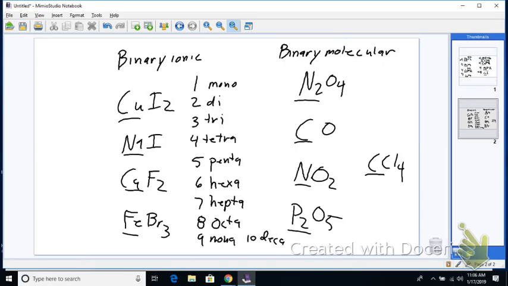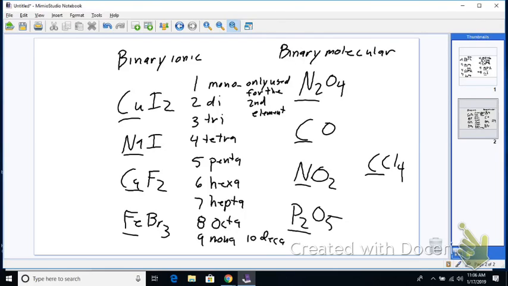So, what I'll do is I will name the first couple and then you kind of see what's going on. Mono is only used for the second element. So we only use mono if, for the second element, we've got one of them. Otherwise, we don't use mono for the first element if we've got one of the first element. So that's how we deal with those.